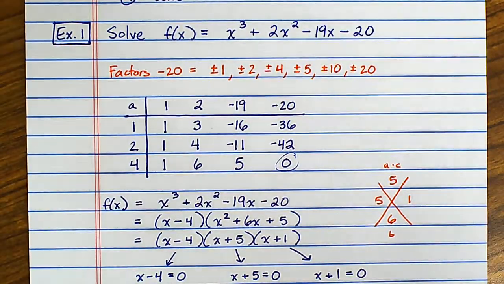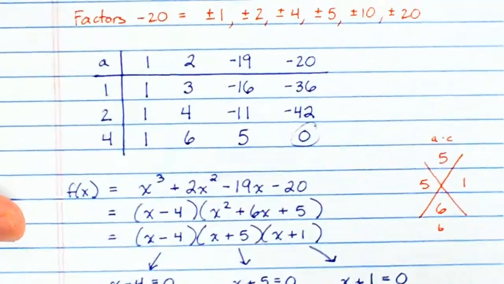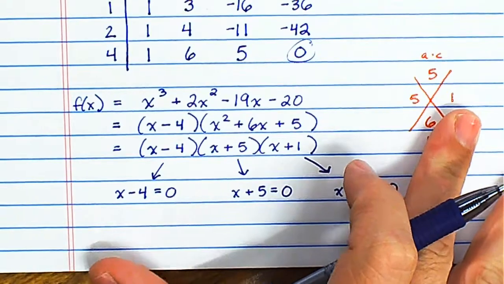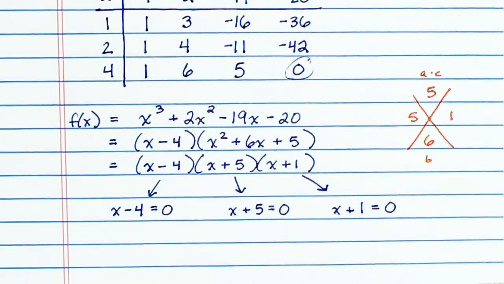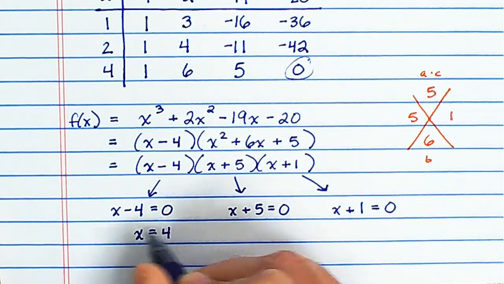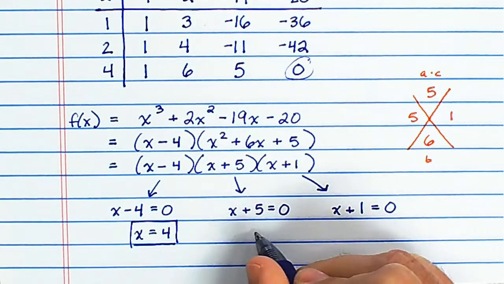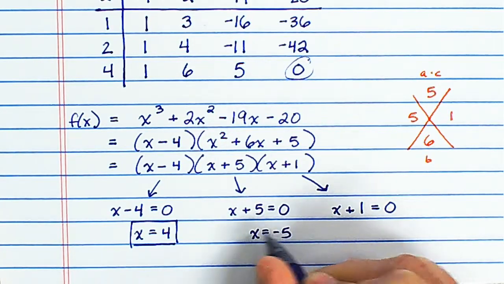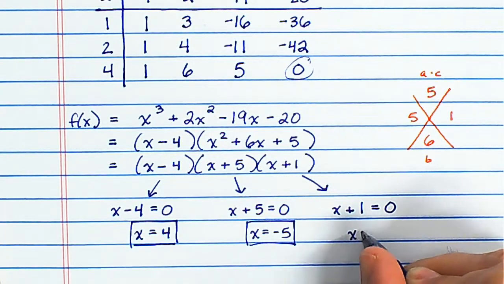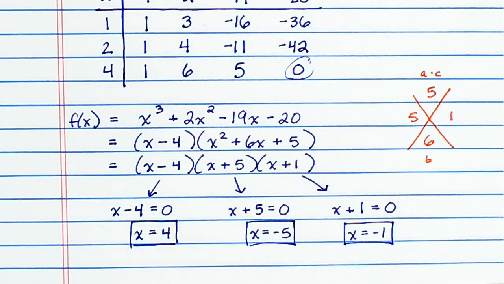Let me see if I can slide that underneath there a little bit. There we go. Bring the negative 4 over. X equals 4 is one of my solutions, one of my zeros. Bring the 5 over. X equals negative 5 is another solution. Bring the 1 over. X equals negative 1 is my third solution.